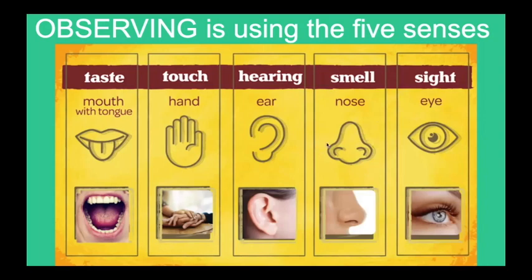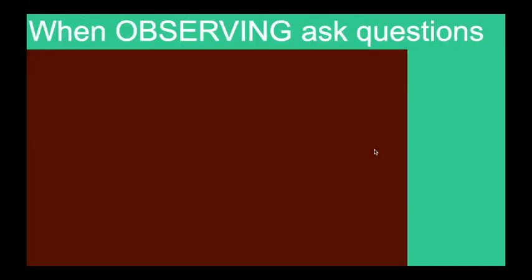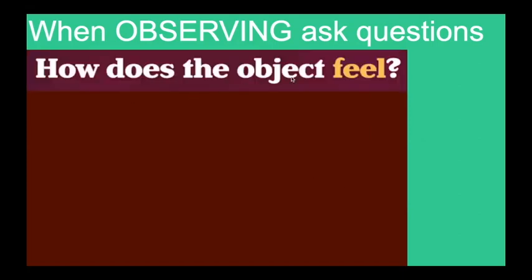So sight. And when we observe the world around us, we ask questions. What kind of questions do we ask? Let's review it. All right. So how does the object feel? Repeat after me. How does the object feel? We use our hand to touch the object and answer the question, right?